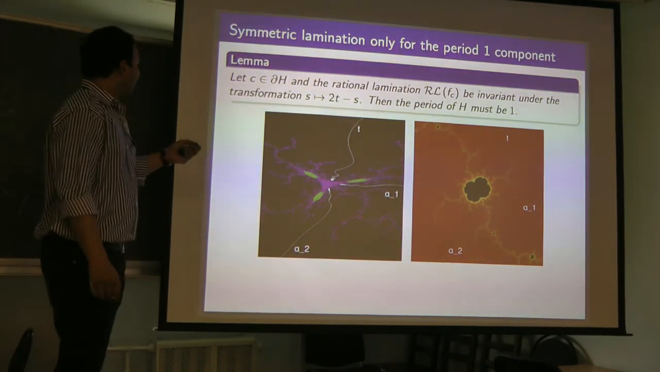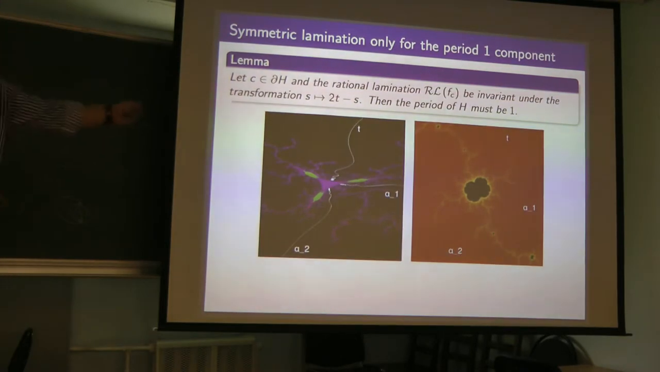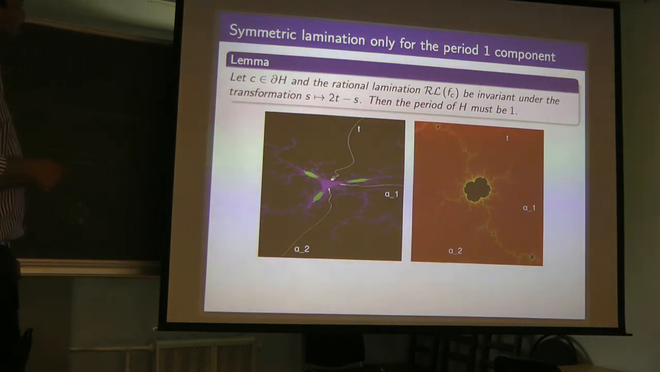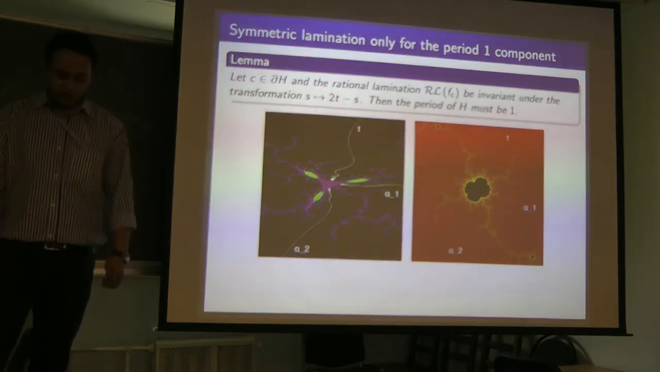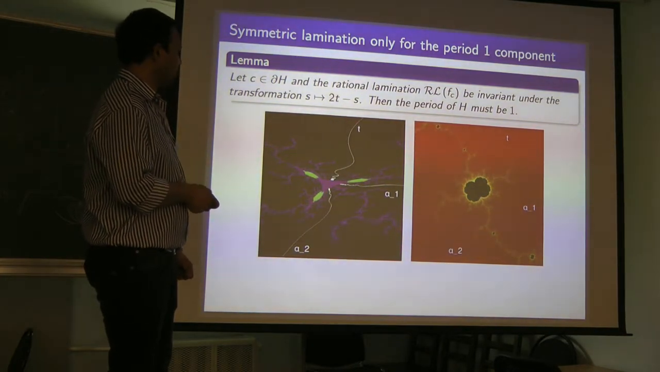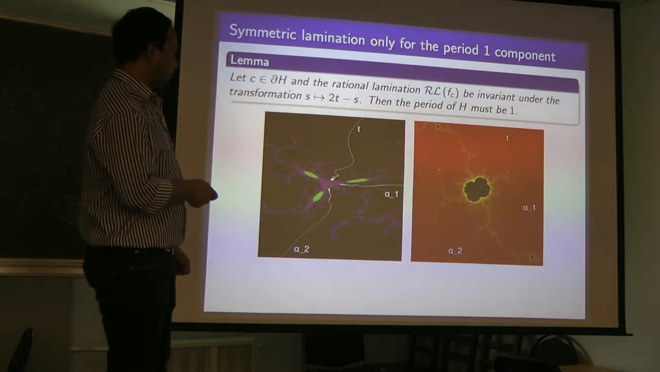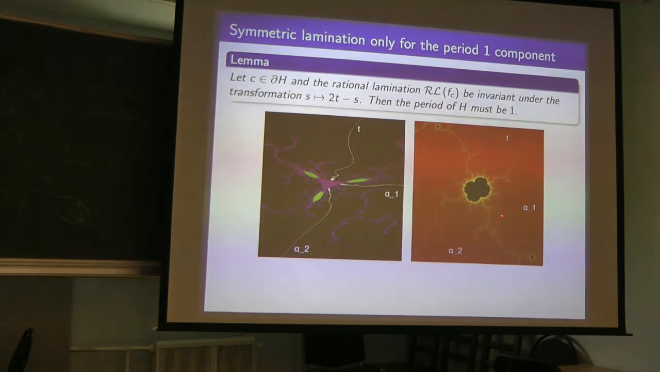Now, I claim that. So the lemma says that if the rational lamination is invariant under this transformation, then the period of H must be 1. Because if it was not 1, then you'll get this kind of a picture. If it was 1, you get a quasi-circle, you get a Jordan curve, you have nothing to prove. If it's not 1, you get this kind of a picture. Your rational lamination is invariant under this transformation. Note that alpha 1 and alpha 2 are the two rays landing at a single point out there. So the reflections of alpha 1 and alpha 2 with respect to this curve must also land at the same point. But like I just said, this angular width here is much smaller than the other angular width. Hence, the reflection of alpha 1 will be in this component, and the reflection of alpha 2 will be in the complementary component. If they had to land together, all of them must land at this particular point.